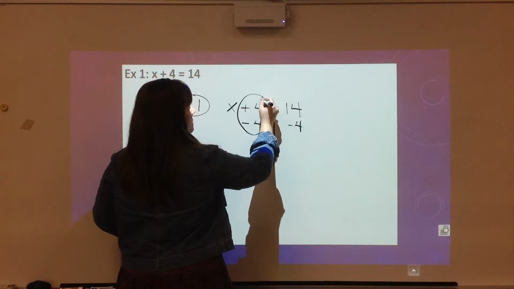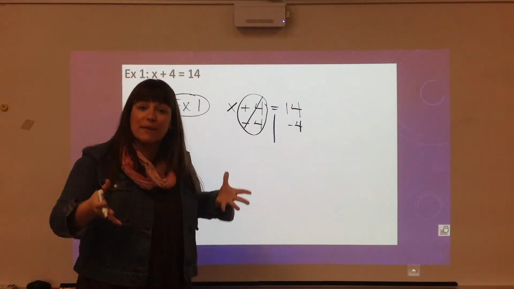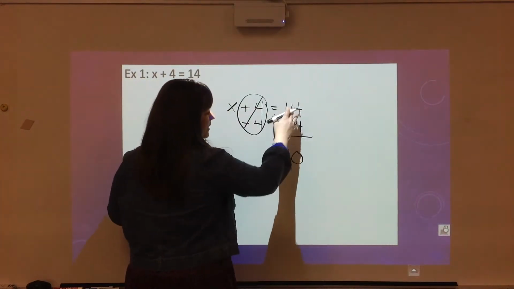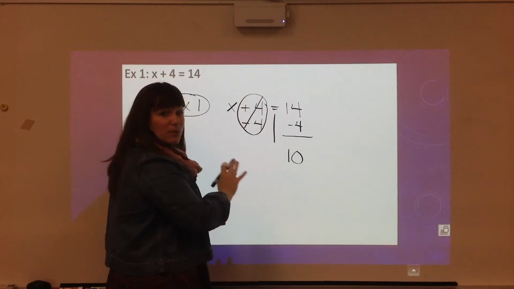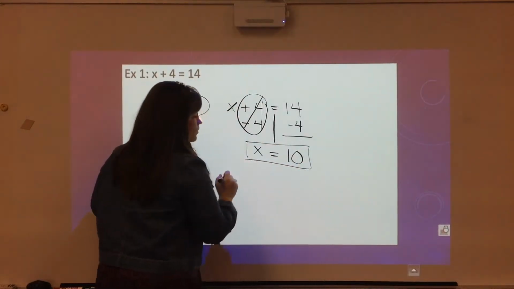This becomes 0. Notice I drew a circle around it and crossed it out. That becomes 0. It goes away. On the right, we can subtract and get 10. The only thing we're left with over here is an x. So we have our answer of x equals 10.